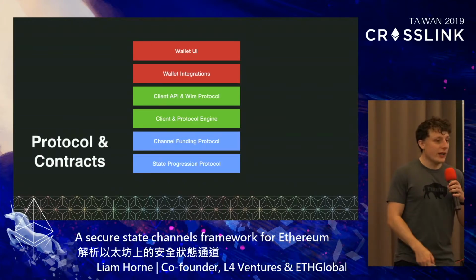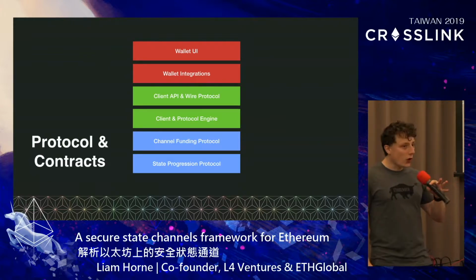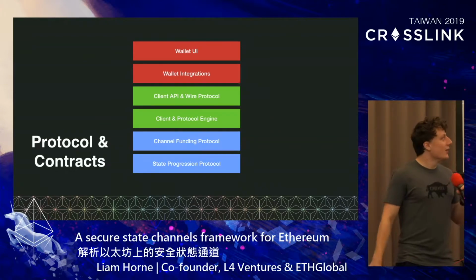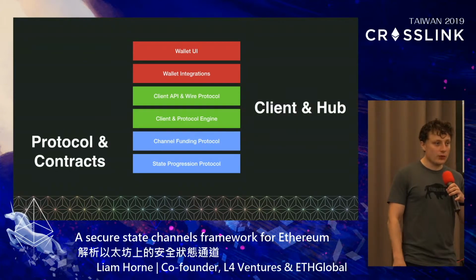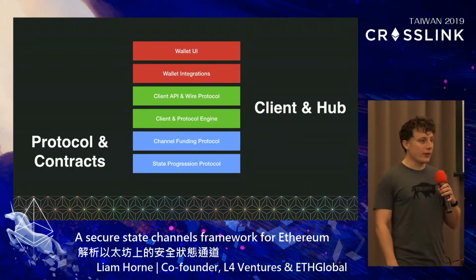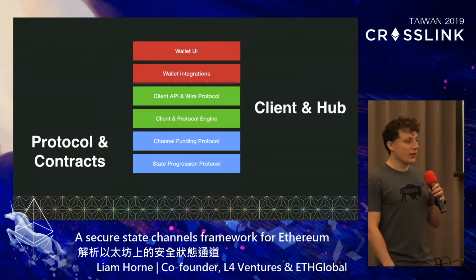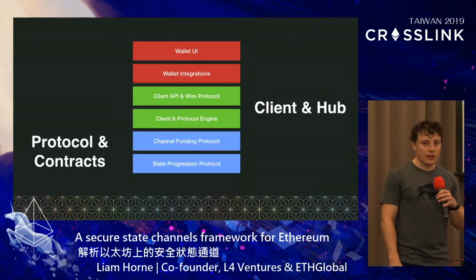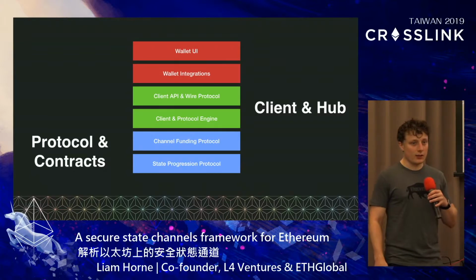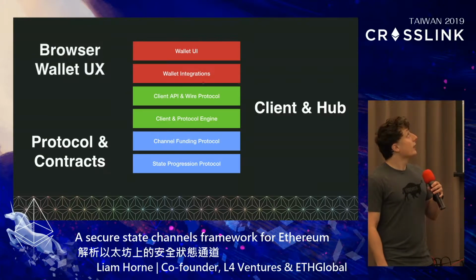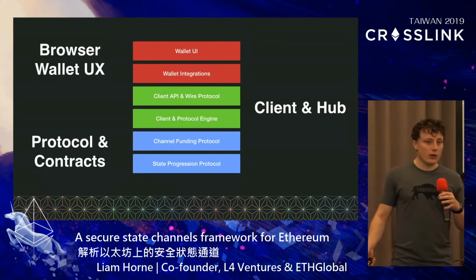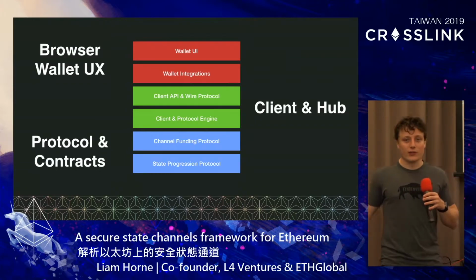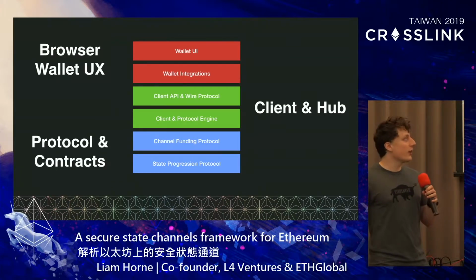I break this down into 3 categories. One is the actual protocol and contracts, like the cool cryptography stuff. Then there's the client and hub, which is more of the engineering challenges involved with building a state channel system in production, which is the software that implements all of this stuff, both for the client, the users, if you're in a browser, phone, whatever, and the hub on the back end, which is facilitating some of this work. And then the browser wallet UI, UX, all the other cool stuff that you need to think about when you're building an actual end user application.